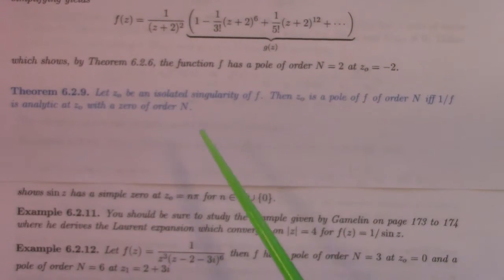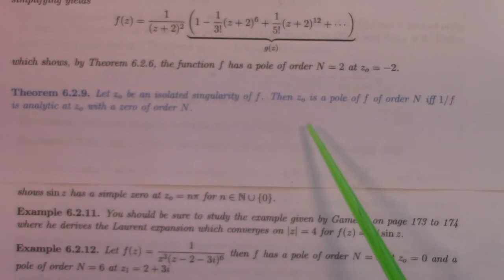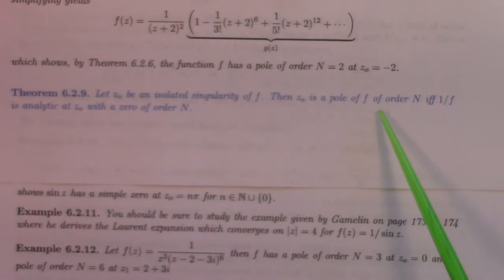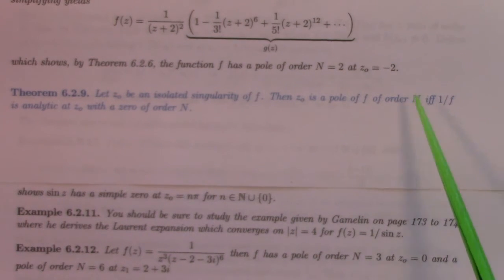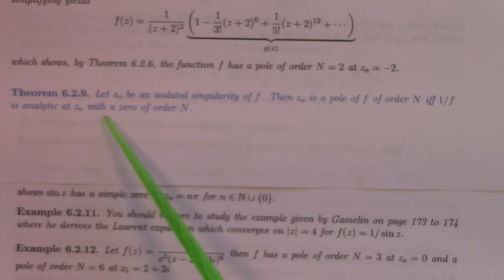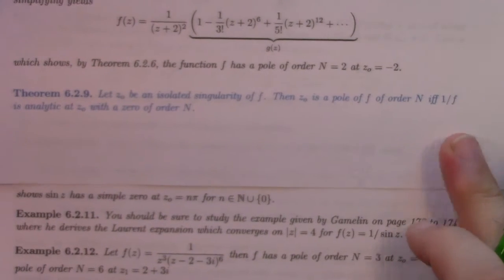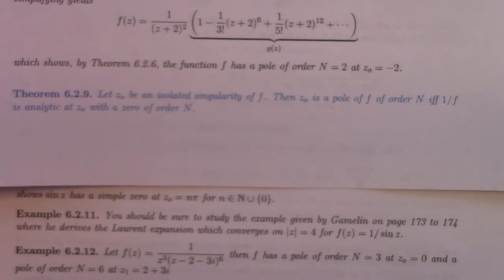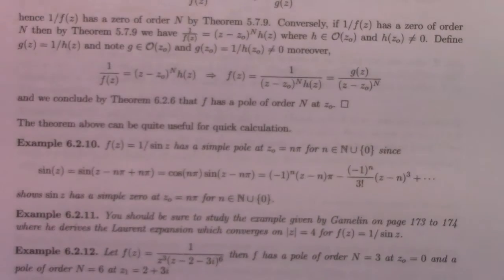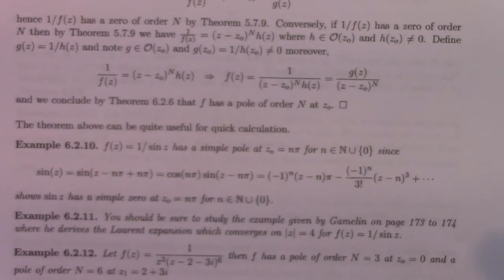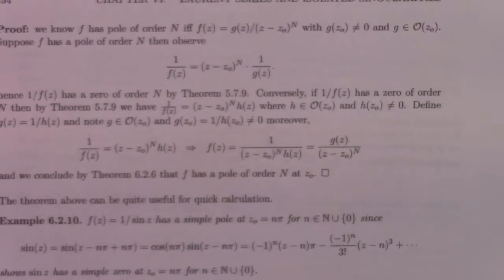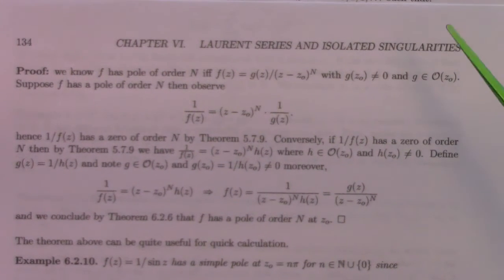This theorem is also useful. If z naught is an isolated singularity of f, then z naught is a pole of f of order n if and only if 1 over f is analytic at z naught with a zero of order n. So there's this interplay between poles of order n and zeros of order n for the reciprocal function. Very natural. And the proof is very, very simple here. It really just uses the thing we just proved.